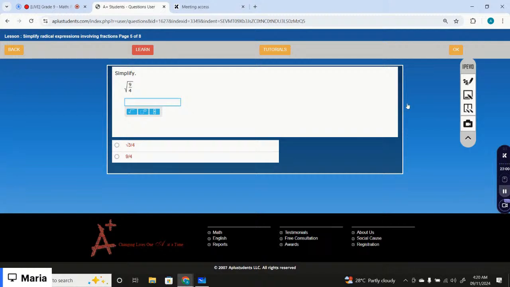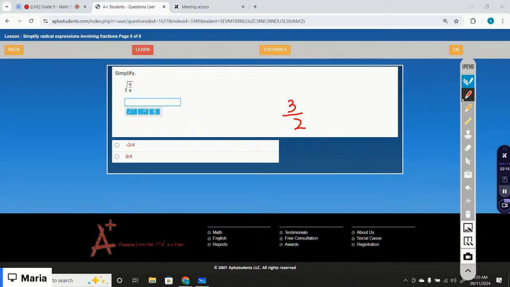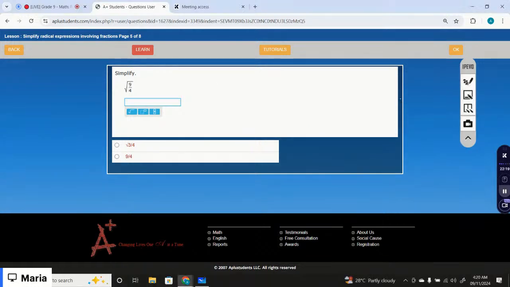But you are not given the correct option. That would be 3 by 2, because 9 is the square of 3 and 4 is the square of 2, so it must be 3 over 2. But you are not given the correct option, right? Let's just select any of them.